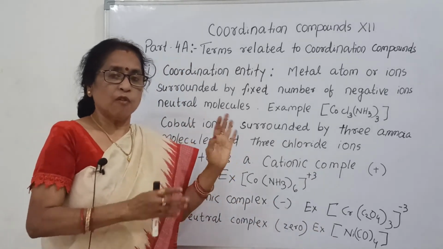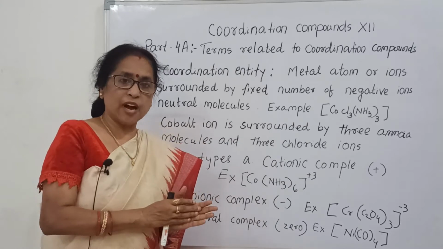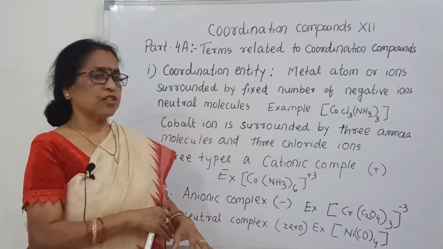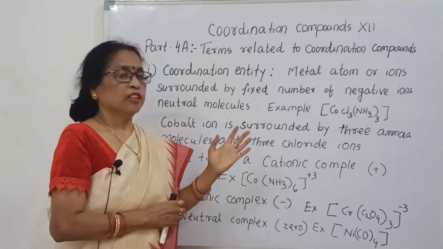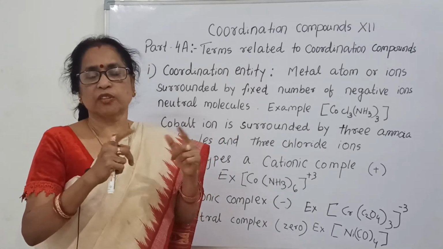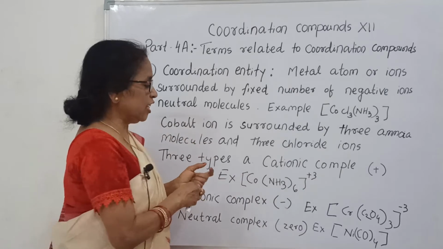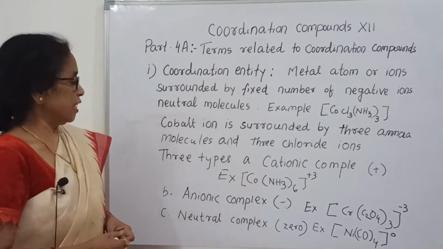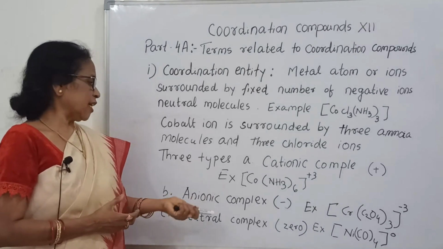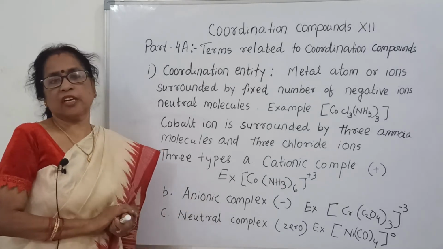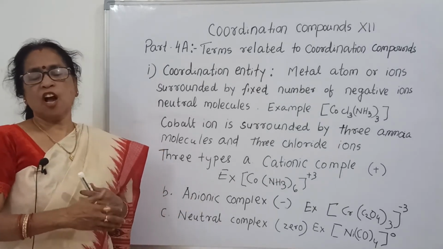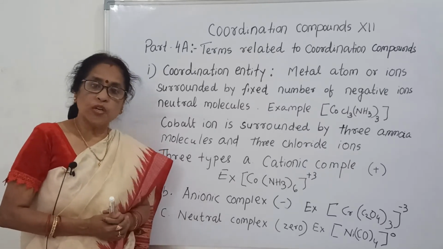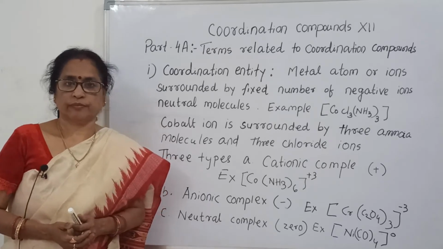Are you clear? One is the cationic complex, a positive ion. Second is the anionic complex, a negative ion. And third is the neutral complex, where the value outside the bracket is 0. So these are the different types of cationic, anionic and neutral complexes. Next we will see other points, how other terms are related to coordination compounds.